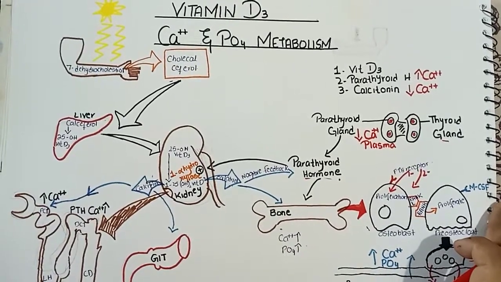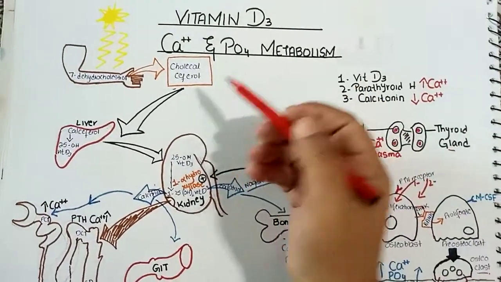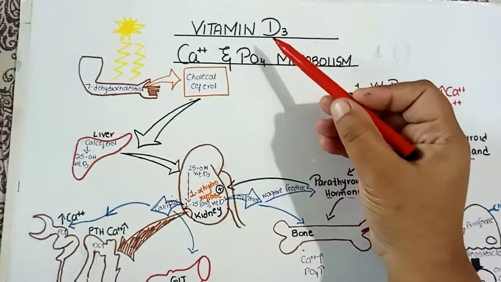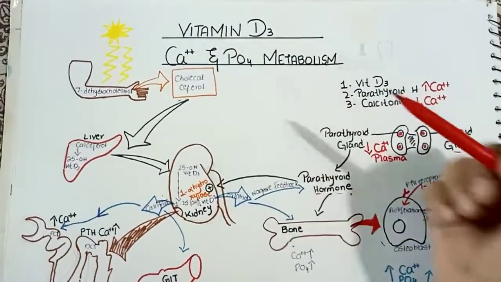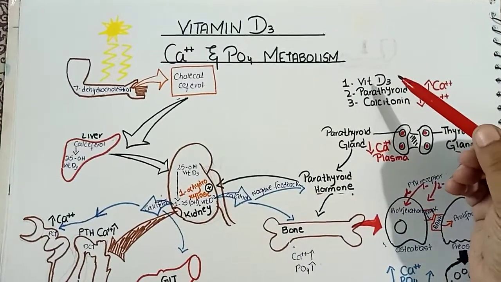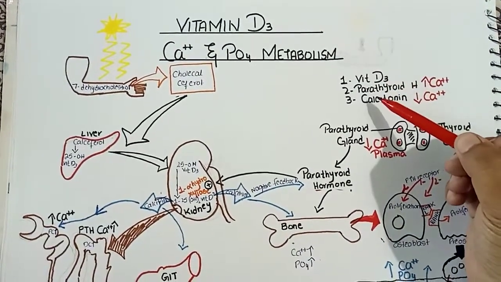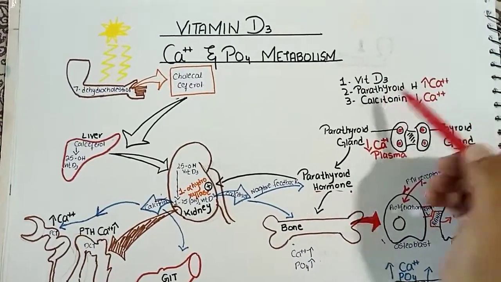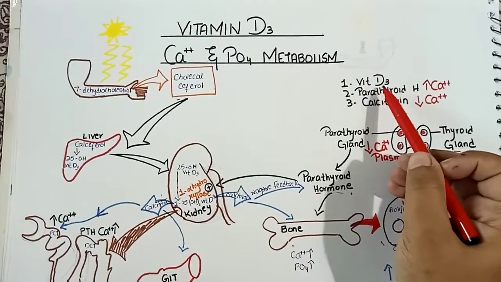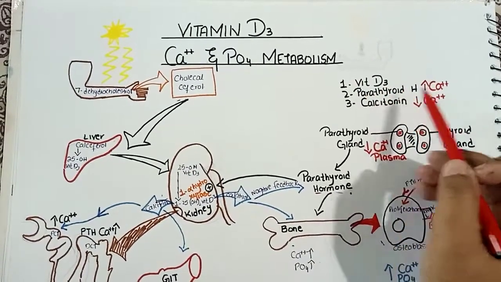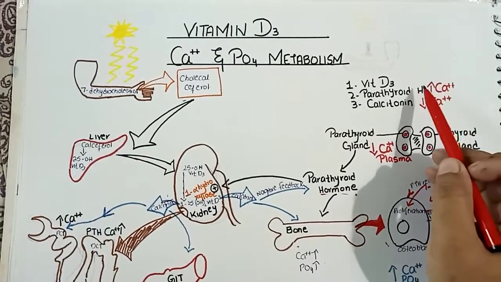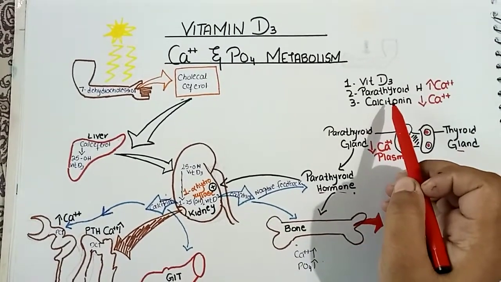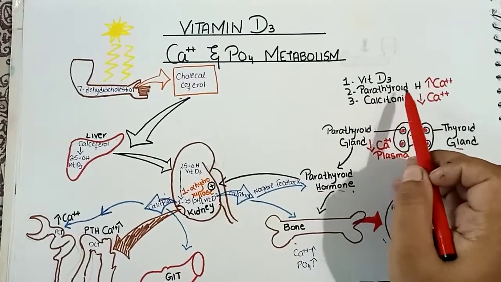So today the topic is the synthesis of vitamin D3 and the regulation of calcium and phosphate ion within our body. There are three important hormones of endocrinology, which are vitamin D3, parathyroid hormone, and its function is to elevate the plasma calcium level, and the calcitonin, which is antagonist to the parathyroid hormone.